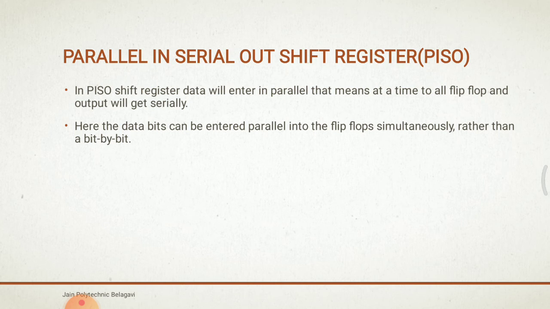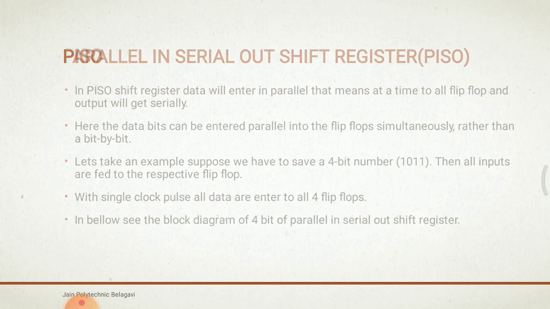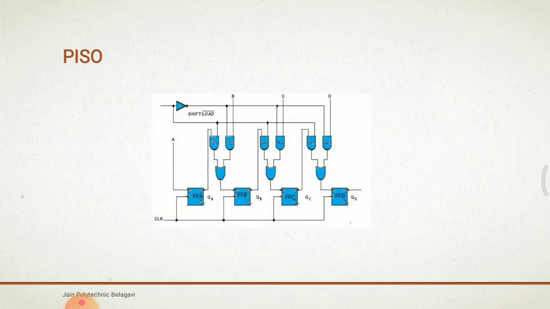So you can observe, suppose you are shifting the data. A 4-bit number will be there, 1011, then all the inputs are fed to the respective flip flops. With a single clock pulse, all the data are entered into all the flip flops. You can observe the waveform here. So all the flip-flops data is entered here.